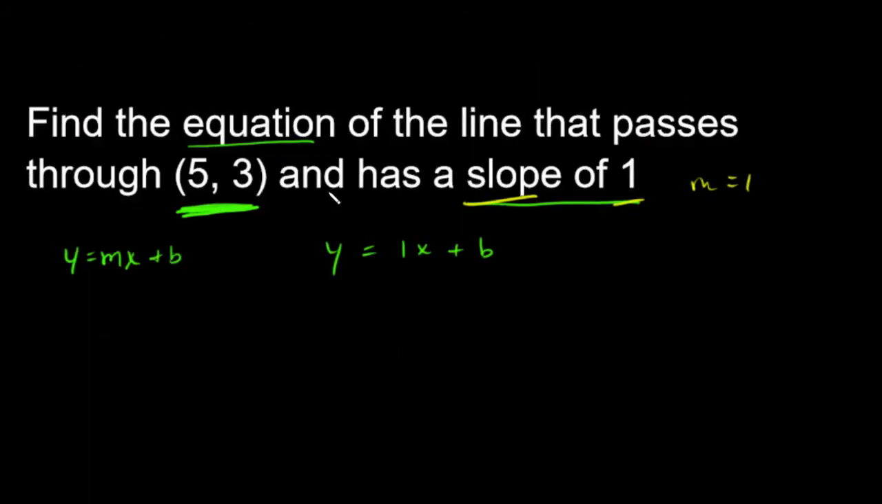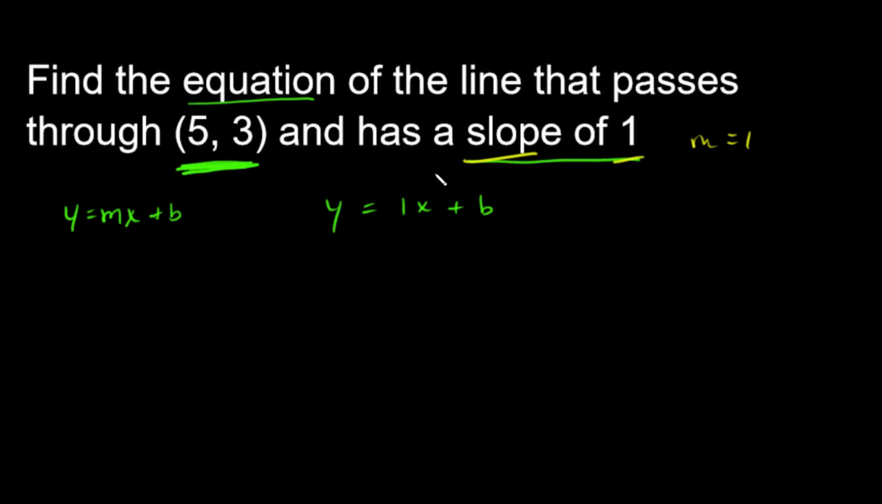So here, we have found our m, and it is 1. What we don't know is what b is. Once we figure out what b is, then we will be all set. So that's our goal right now: our goal is to find b. We found m, they gave it to us, and now we have to find b.